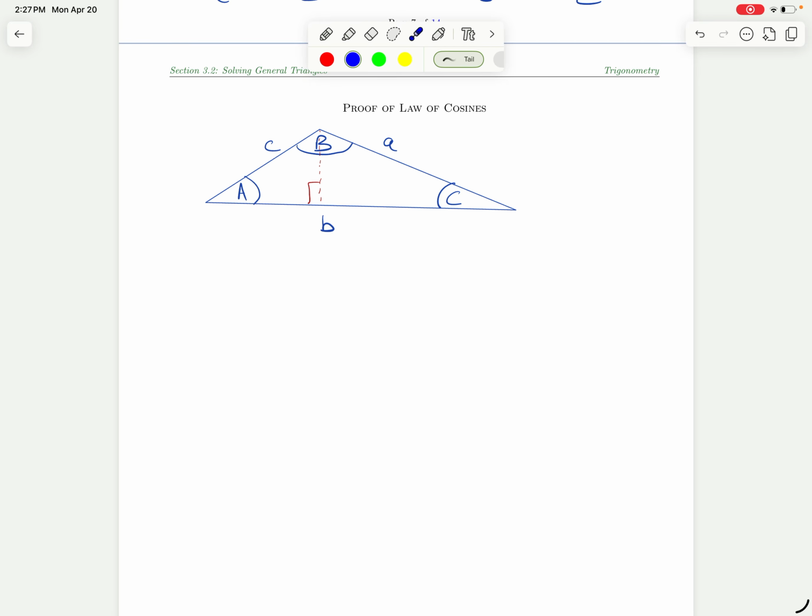I'd have to do the same thing for the others. And here on C, I'd actually have to go this way, and I'll have to deal with that. I won't cover that in this video, but you just end up with 180 minus your angle, and you can use the trig identities to deal with that.